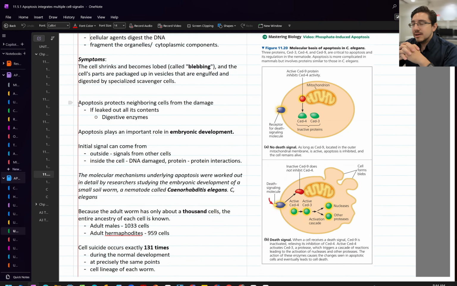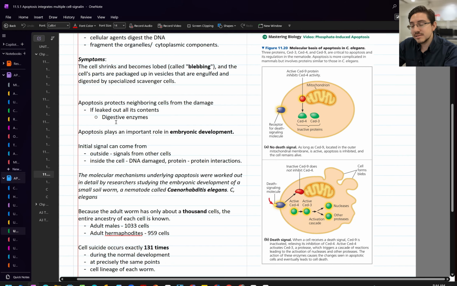The system activates to protect neighboring cells from any damage that could be done from this defective cell, if I could say, and let's say leaking out contents of digestive enzymes that can damage other neighboring cells. Okay, so apoptosis plays an important role. It is not a bad thing. Definitely apoptosis is helpful for the body, and you can even trigger regeneration in some cases.